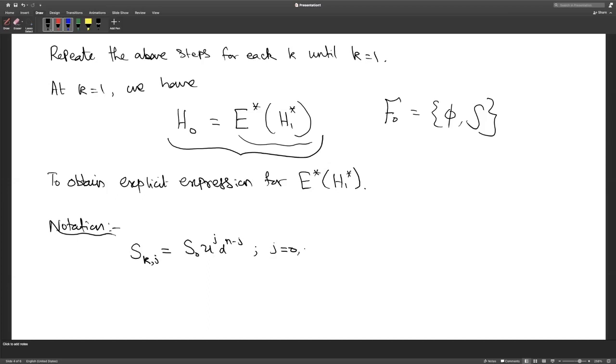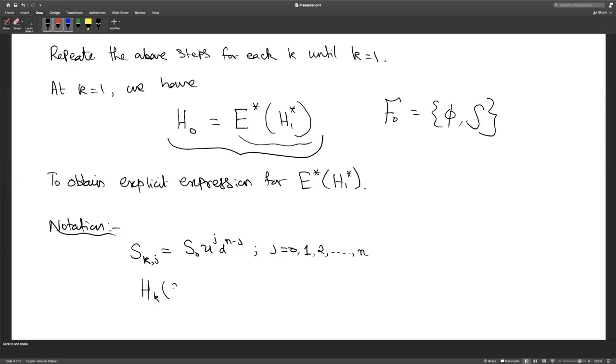When j equal to 1, it means somewhere it went once up, remaining all were down. Similarly 2, 3 and so on up to n. When j equal to n, it means the stock price went only up in every time period. So with this notation, we will denote our Hk.